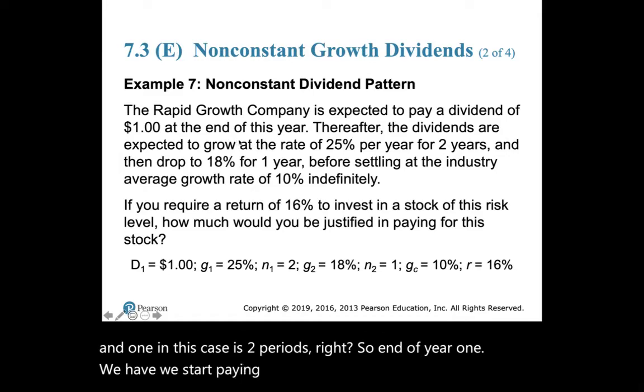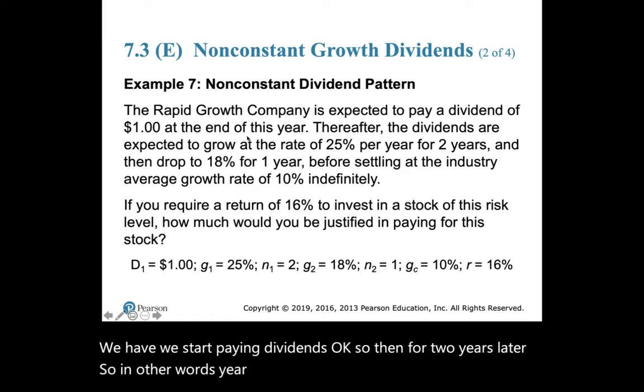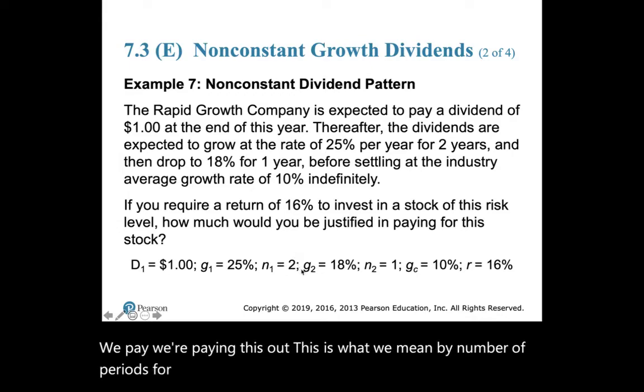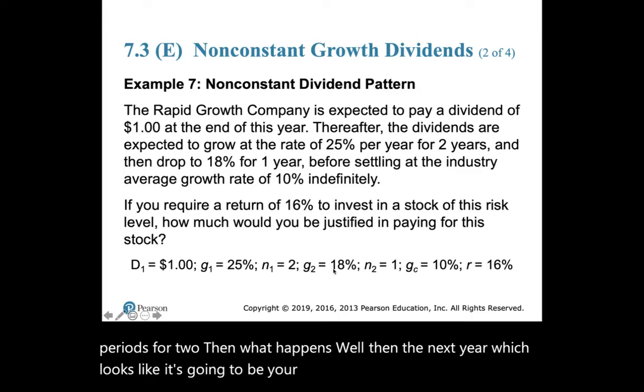Okay, so then for 2 years later, so in other words, year 1 to year 2, and then year 2 to year 3, we're paying this out. This is what we mean by number of periods for 2. Okay, then what happens? Well, then the next year, which looks like it's going to be year 3, the dividend drops to 18%, and this is just for 1 year.